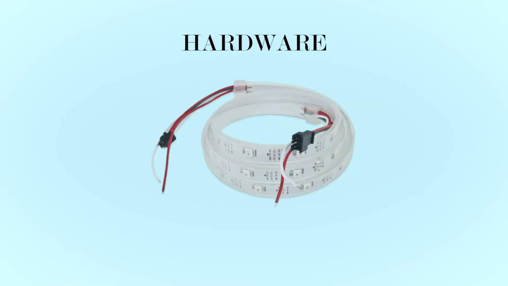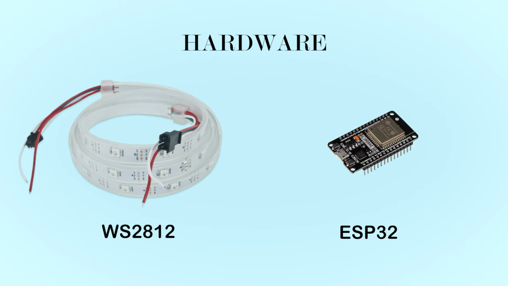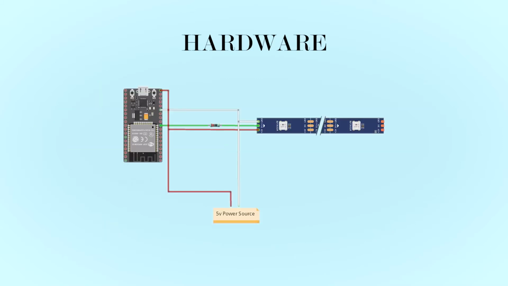The only hardware components you need are an LED strip and an ESP32 microcontroller. The WS2812 LED strip comes with three wires, a 5-volt positive wire, a ground, and a data wire. I chose pin 26 of the microcontroller as my data line, but you can use any output pin of your choice. You may use a 330 ohms resistor for your data line to reduce noise.